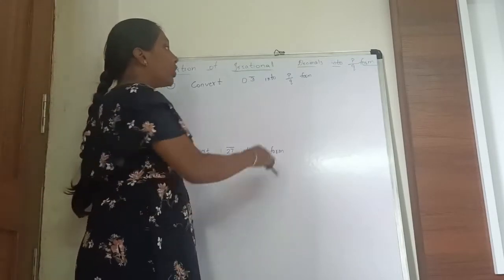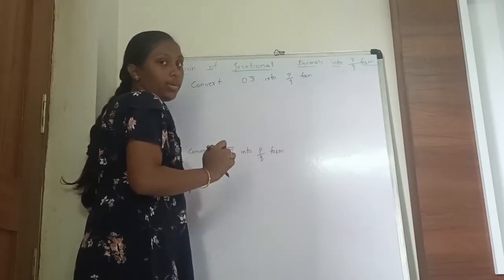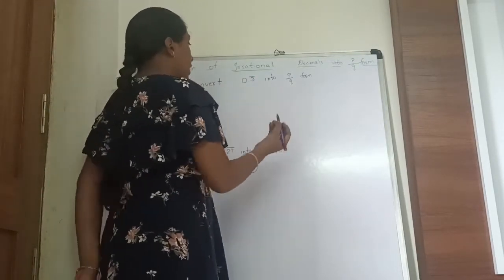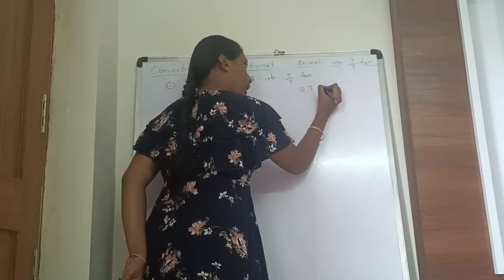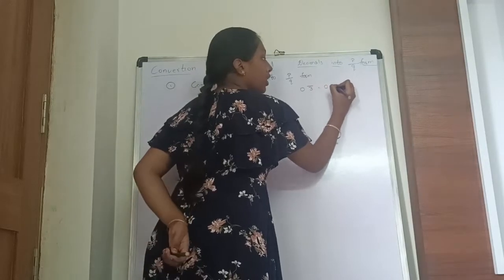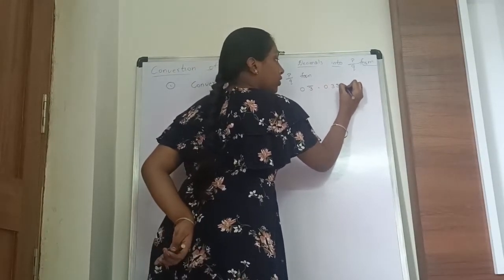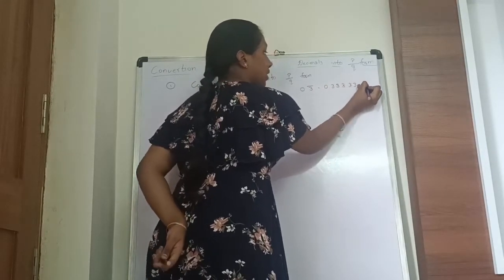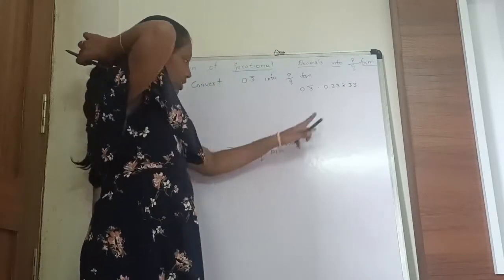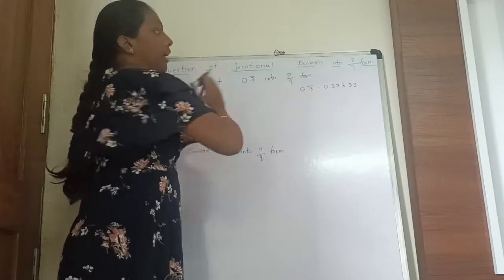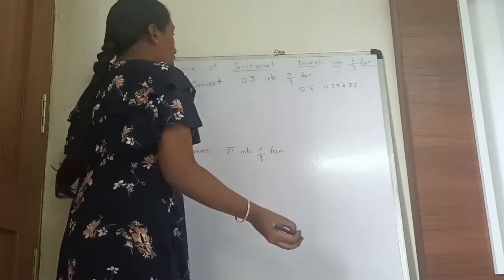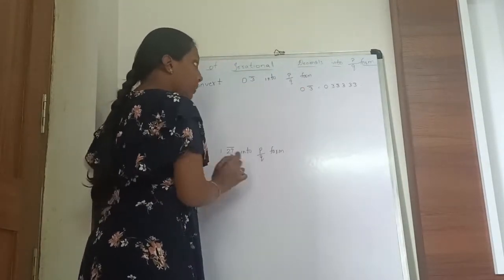So first of all, what is the meaning of 0.3 bar? It means that 0.3 bar equals 0.33333 and so on. So this is the value of 0.3 bar, an infinite number of threes. So how to convert it into p by q form?